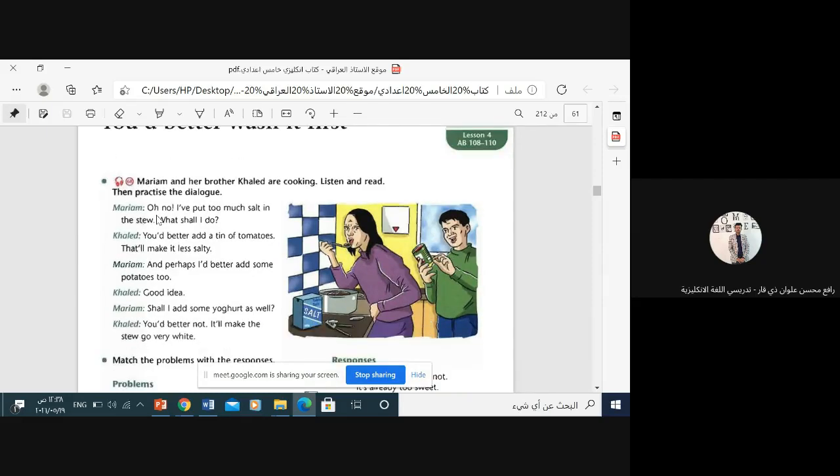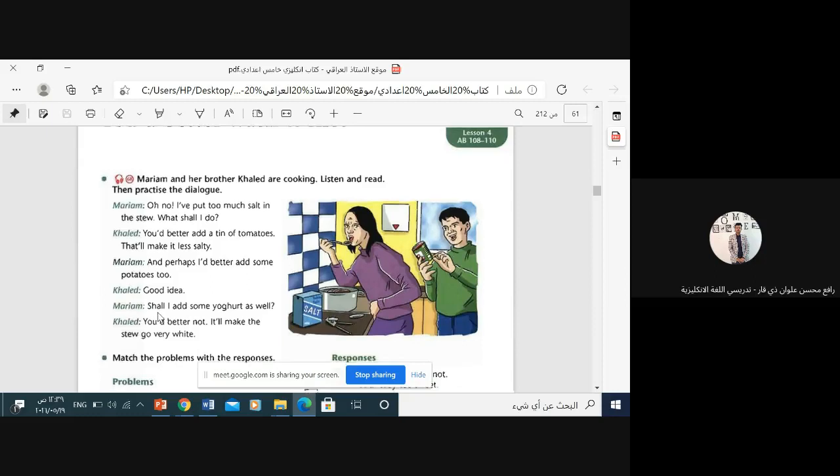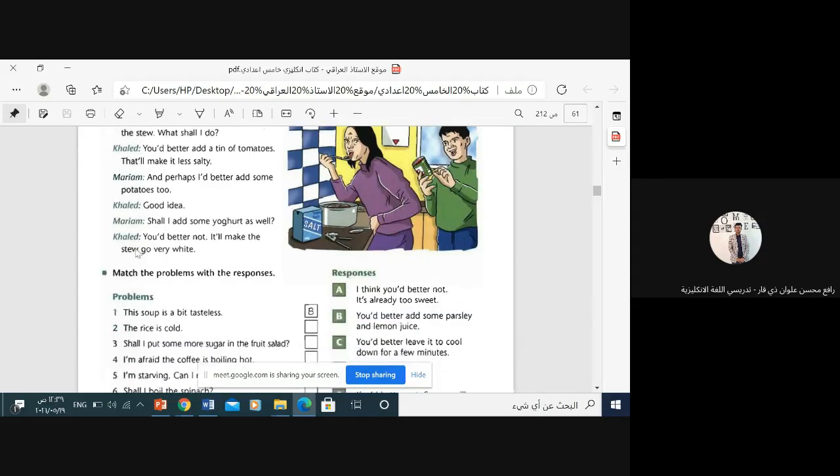Miriam: Oh no, I put too much salt in the stew. What shall I do? Khalid: You'd better add a tin of tomatoes. That'll make it less salty. Miriam: And perhaps I'd better add some potatoes too. Khalid: Good idea. Miriam: Shall I add some yogurt as well? Khalid: You'd better not. It will make it go very white.